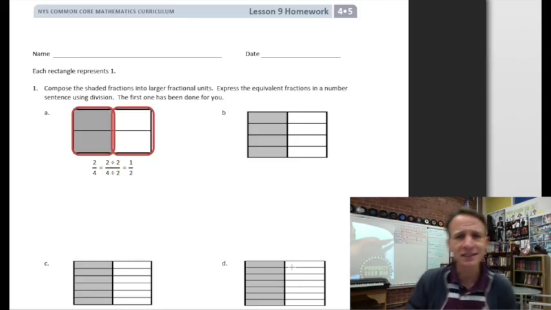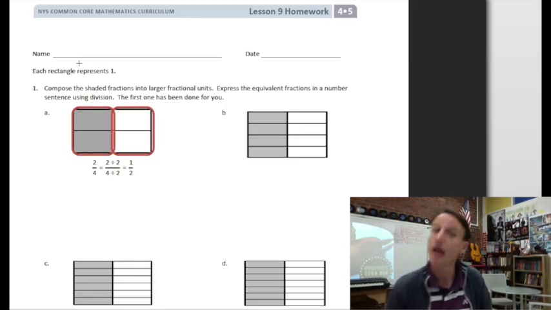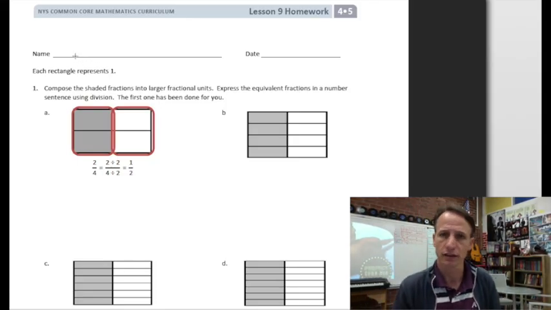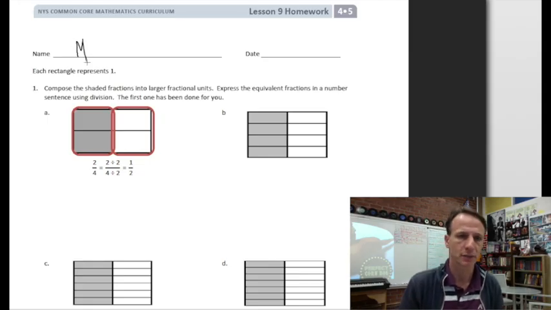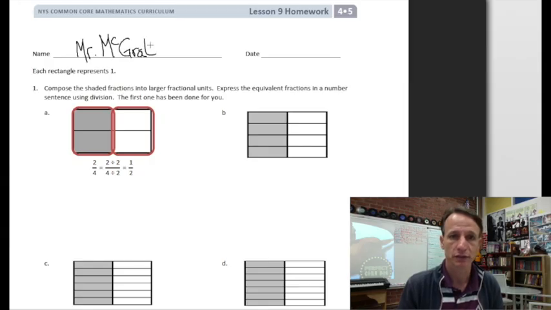Homework time. Yes, happy homework time is here yet again. Let's start in the customary manner. Let's jot our name down at the top of the paper. I will write my name, and you write yours. And also, let's write today's date. I'll write today. You write the actual date.